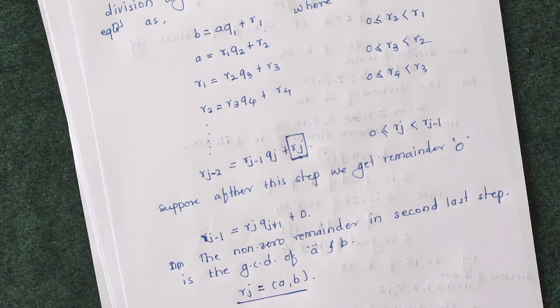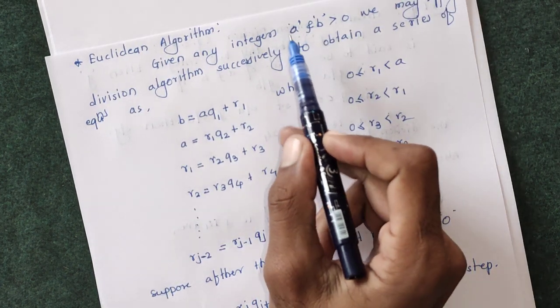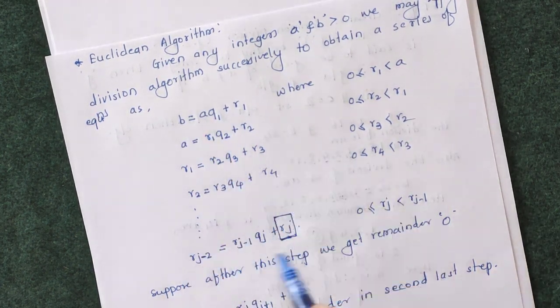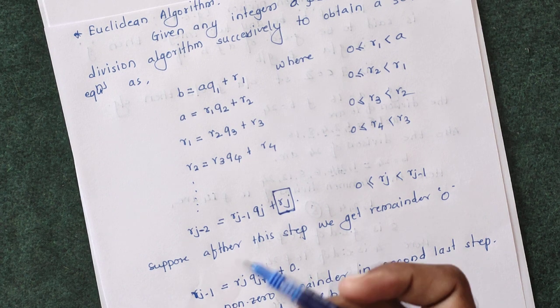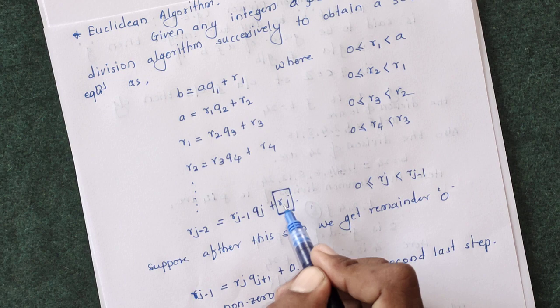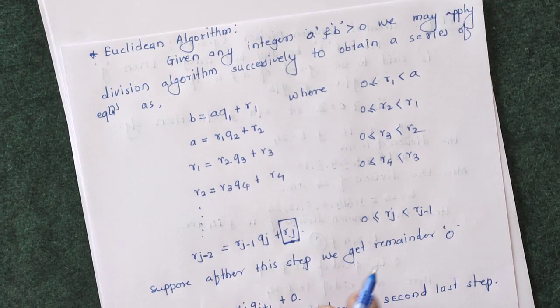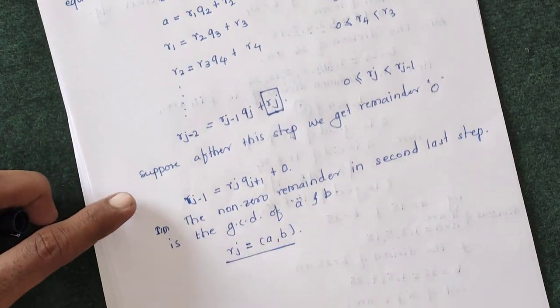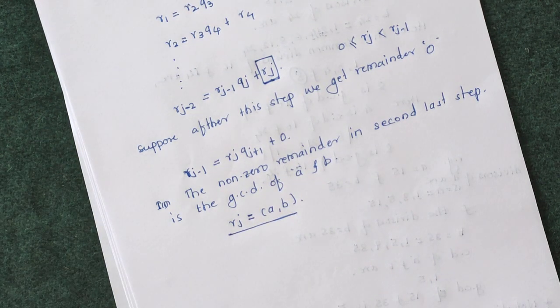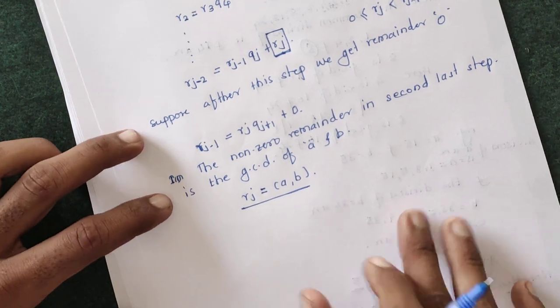To find the GCD of any two numbers, we are going to use the Euclidean algorithm. After applying the division algorithm on the non-zero numbers a and b successively, after some steps we get the remainder 0, and the non-zero remainder in the second last step is called the GCD, greatest common divisor, of these two numbers. We will take some examples so it is clearer.